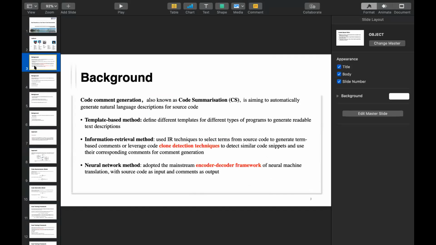Before going into the paper, let me recap some background knowledge about code comment generation. Code comment generation is also known as code summarization. Later we will refer to code summarization as CS. It aims to automatically generate natural language descriptions for source code. We have three types of methods: template-based, information retrieval, and neural network. Currently, almost all the most popular and SOTA papers use the neural network method to generate code comments.